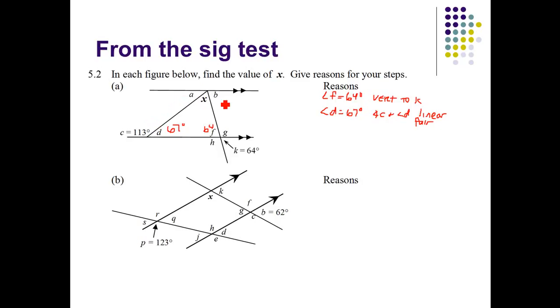But either way, either I use a straight angle right here where all these add up to 180, or I can use the sum of the angles in the triangle. It's all up to you in terms of what you see. So I know that 67 plus 64 plus X is going to equal 180. And that's basically, again, our triangle sum. When I add these together, I get 131 plus X equals 180. X is going to equal 49 degrees.